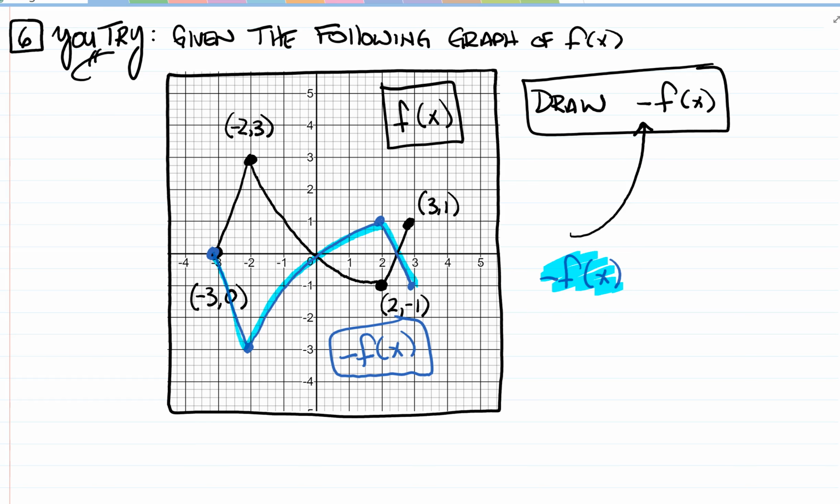Okay, hopefully you got something that looks like this in your notes. Remember that a negative f of x is a reflection over the x-axis. So if you got something that looks like mine for the solution, you are doing a great job.